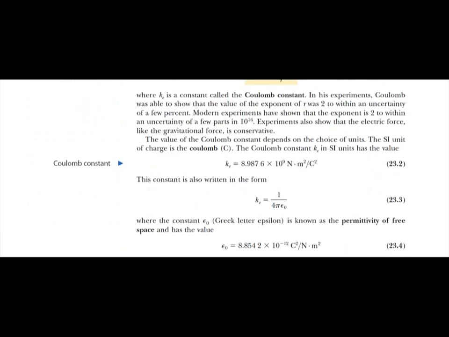So we're talking about Coulomb's constant, which can also be written in the form Ke equals 1 over 4 pi epsilon naught, where epsilon naught is known as the permittivity of free space. The value of epsilon naught is 8.8542 times 10 to the power minus 12 coulomb squared per newton per meter squared.